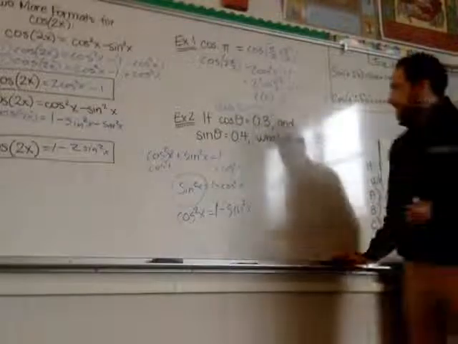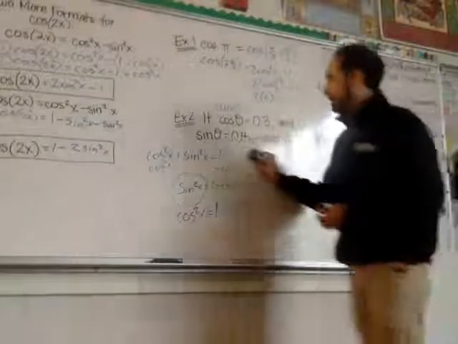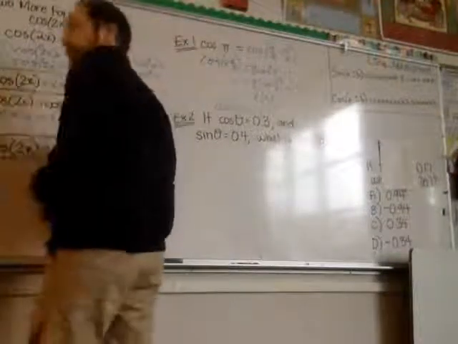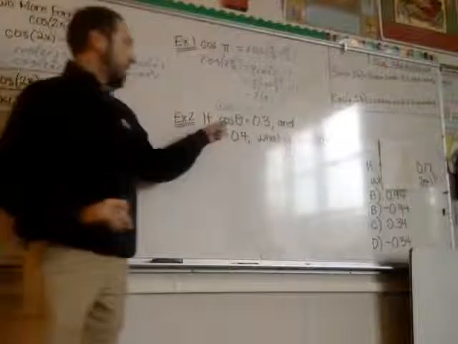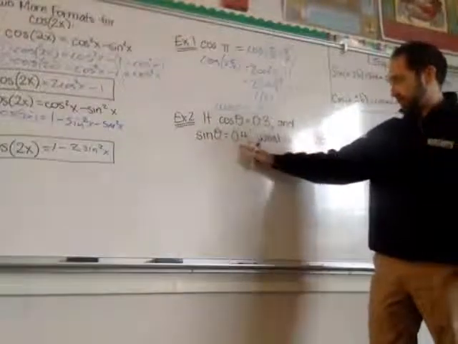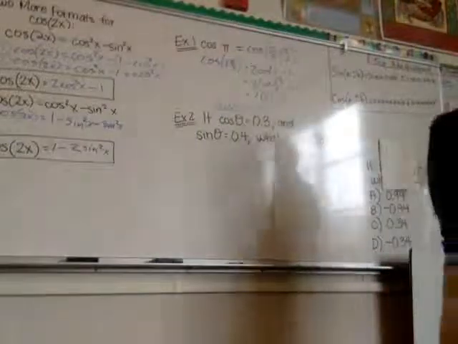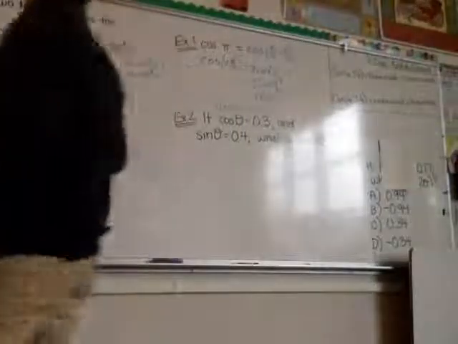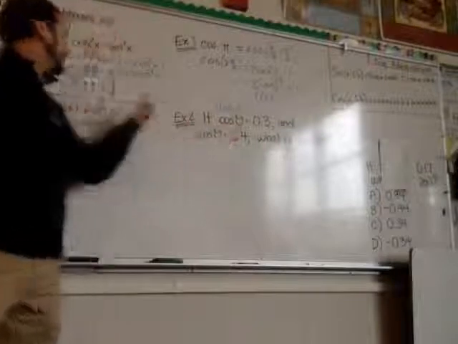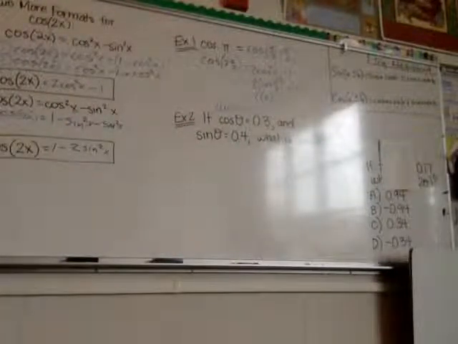I need to erase this. I want you to work on this one independently for a minute or so, and then double check with your neighbor that you're on the same track. It says if the cosine of theta is equal to 0.3, the sine of theta is 0.4. What is the sine of 2 theta? So the 2 theta is just talking about, in this case, theta is replacing x. Okay? They're both talking about an angle within that.